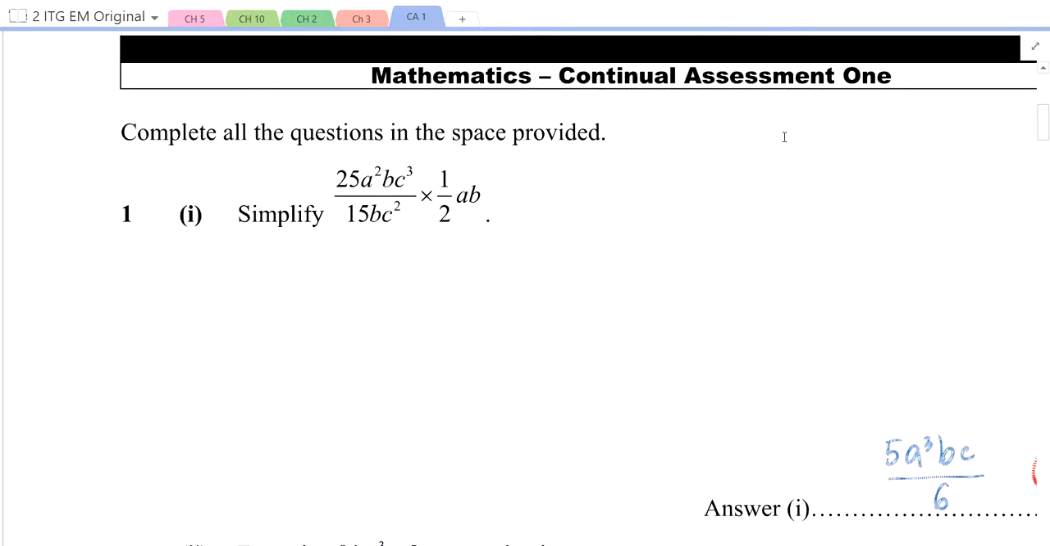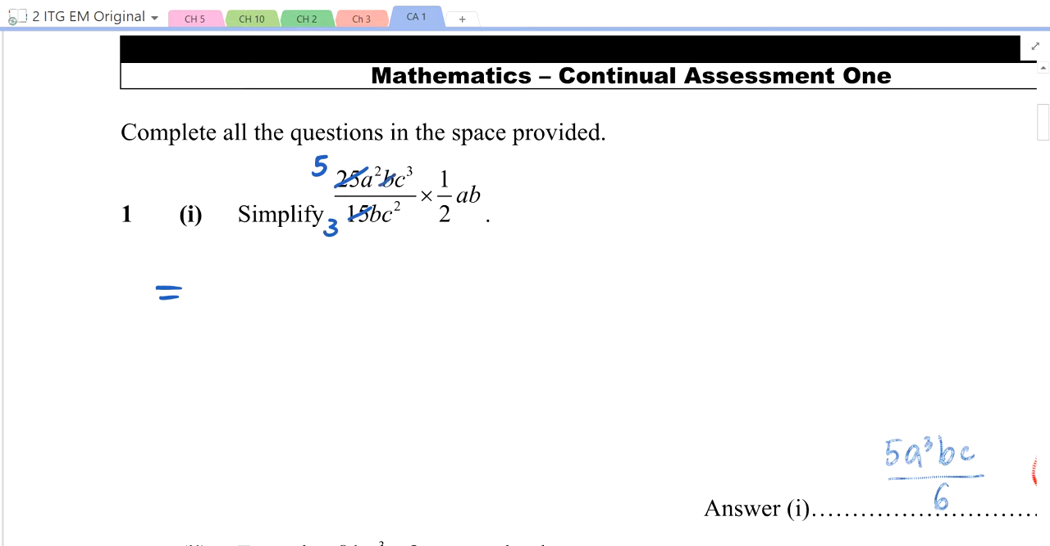Please watch carefully. If there are any parts that you think you are okay, simplify this. We can start to cancel things off, right? Okay, we see that 25 and 15 have a common factor, which is 5. So we've got 5 and 3 over here.